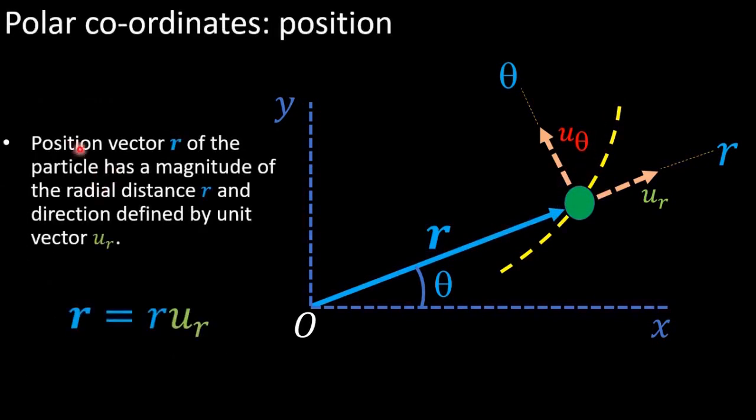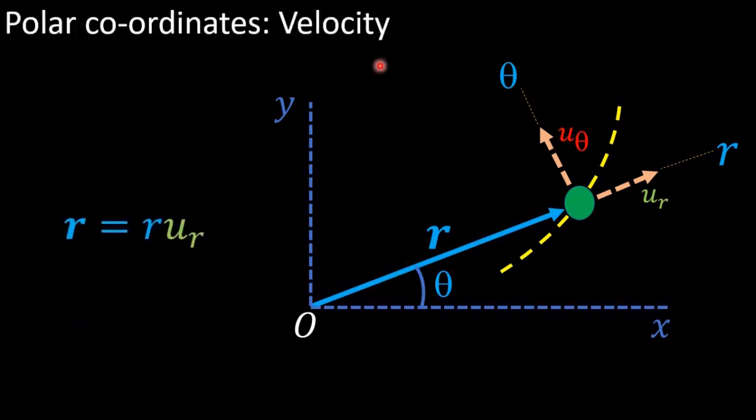The position vector r of the particle has a magnitude of the radial distance r and a direction defined by the unit vector u sub r. So the position vector r, in bold here, has a magnitude r. The magnitude is just its radial length, and we multiply that by the unit vector u sub r to tell us that it's in the radial direction. So now we're going to talk about velocity.